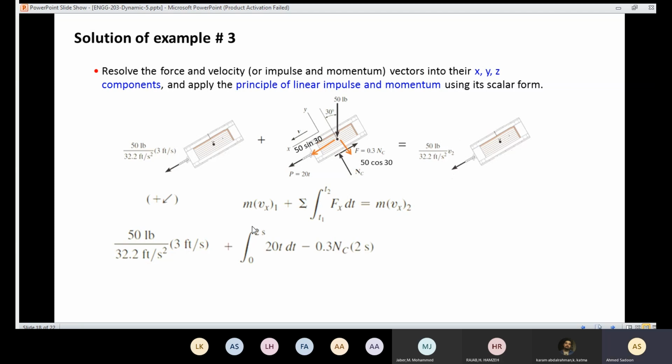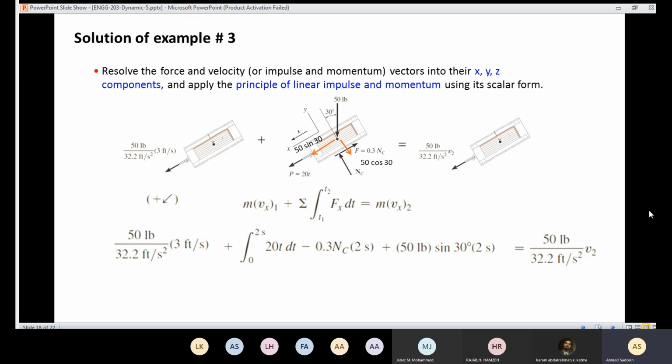I know the initial velocity in this direction. Regarding this part, I'm going to integrate the applied force dt from 0 to 2 seconds. Regarding the friction, since it's constant, I'm going to multiply it by the time duration, and the force is going to be negative since it's opposite to the positive x. And I'm going to put the 50 sine 30 in this direction, positive, multiplied by the time interval, which is 2 seconds. Then I put the mass, and I don't know the value of V2. So in this formula, I don't know the value of NC, and I don't know the value of V2.